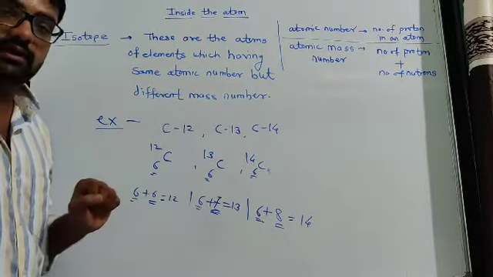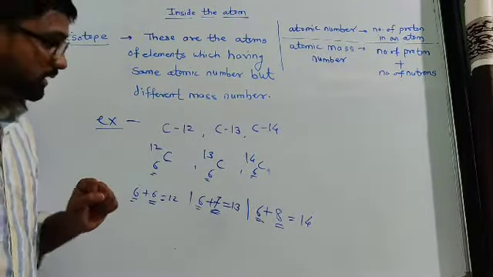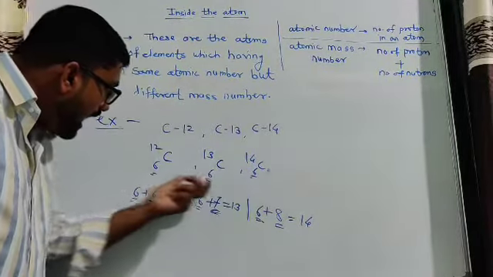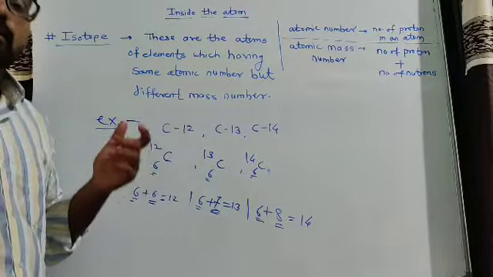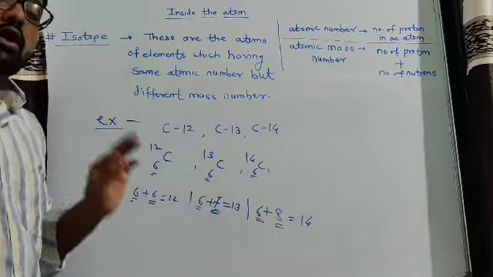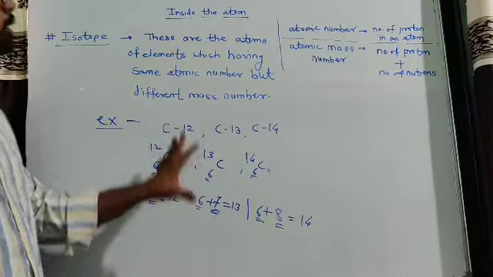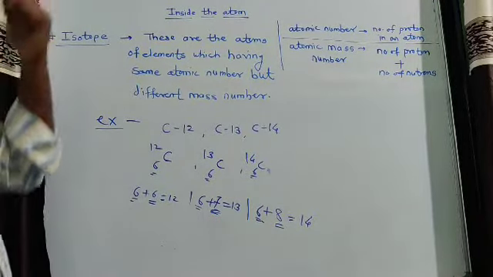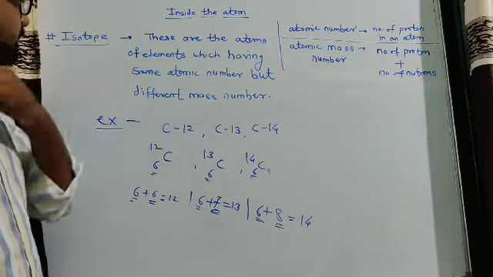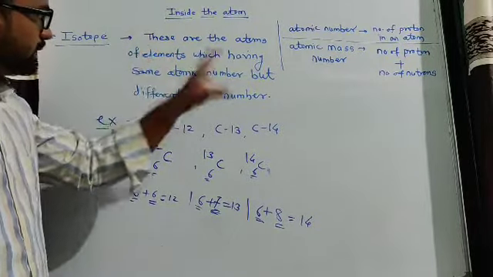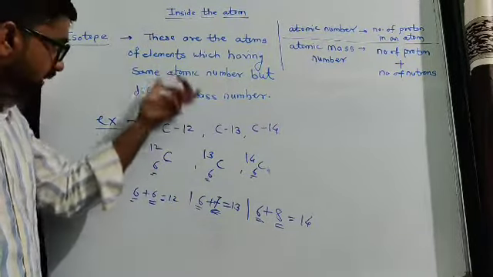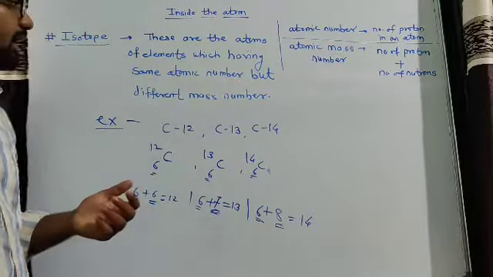Atomic mass number. So these three are isotopes of carbon. These three are called isotopes of carbon. Here you have to remember only the definition of isotopes. These are the atoms of an element which have the same atomic number but different mass number. This is the definition of isotopes.